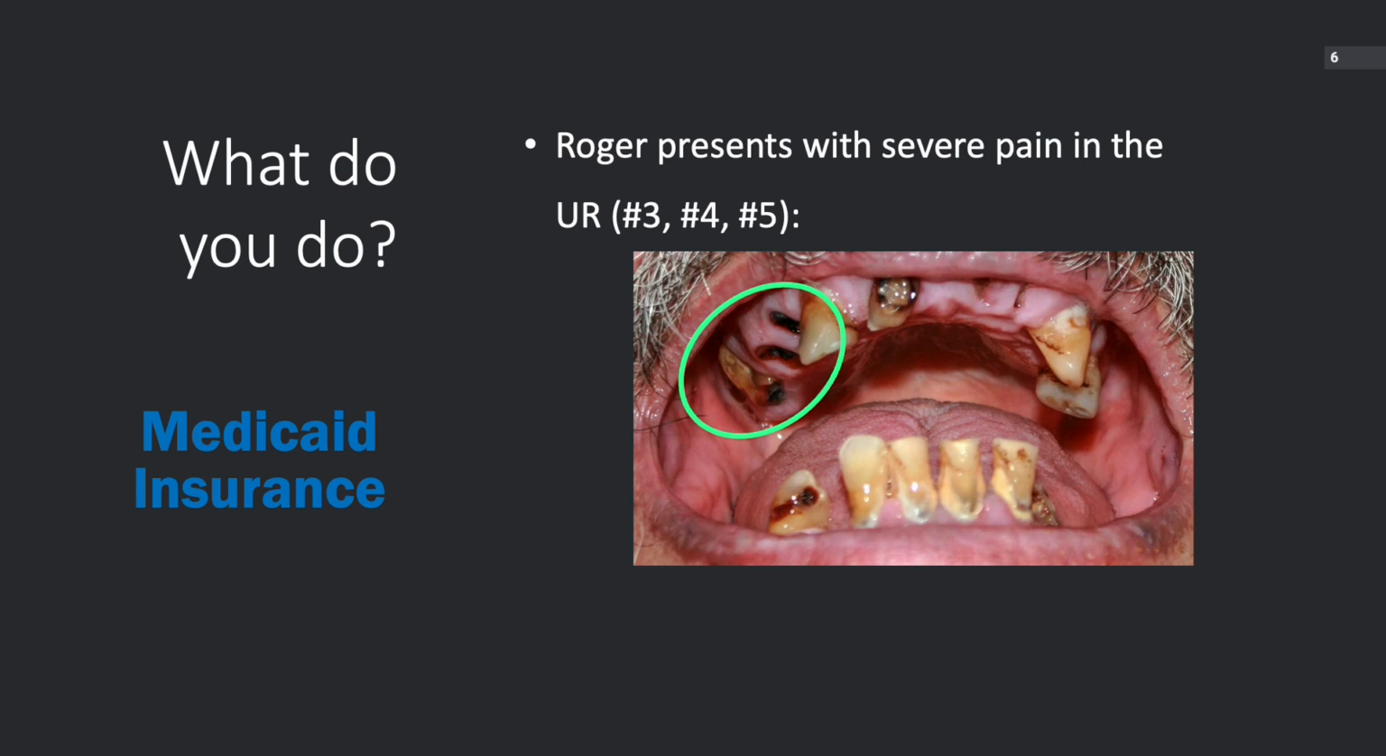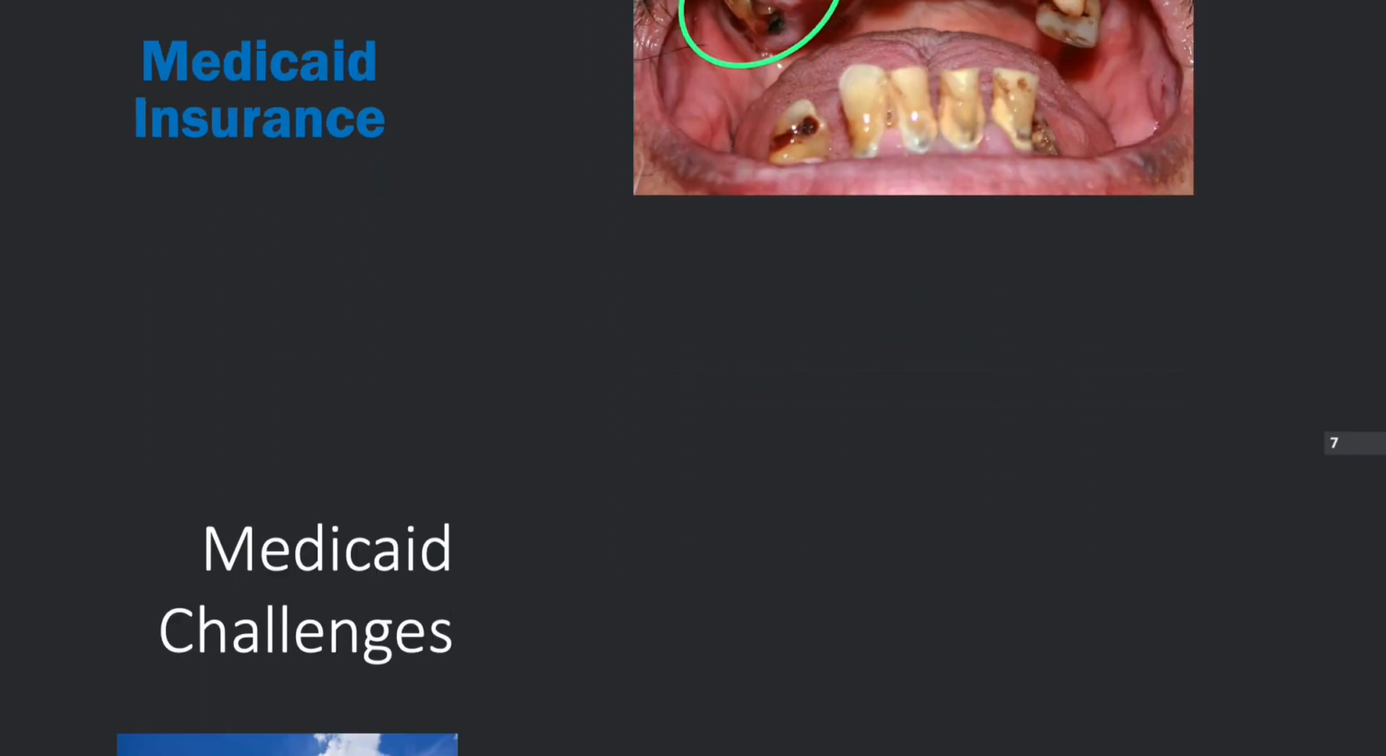You've taken a radiograph, some PAs, maybe you took a pano, and you can see abscesses up there. He has the telltale signs of infection. He has some infected teeth and retained, infected root tips. And he's asking you, "Doc, please do something." And by the way, Roger has insurance, which is the Medicaid insurance. It's public insurance.